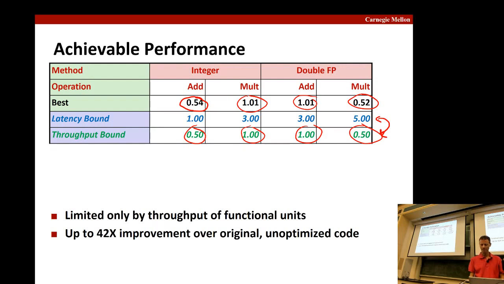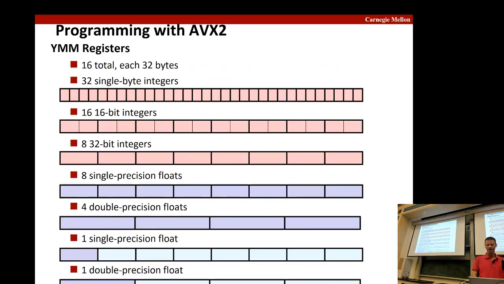All right. So in a previous class, we talked about the longer registers that we have for doing SIMD instructions. The earlier versions were the XMM registers. These are the YMM registers, in the more recent versions of the Intel architecture. There are 16 of them total, and they're each 32 bytes long.